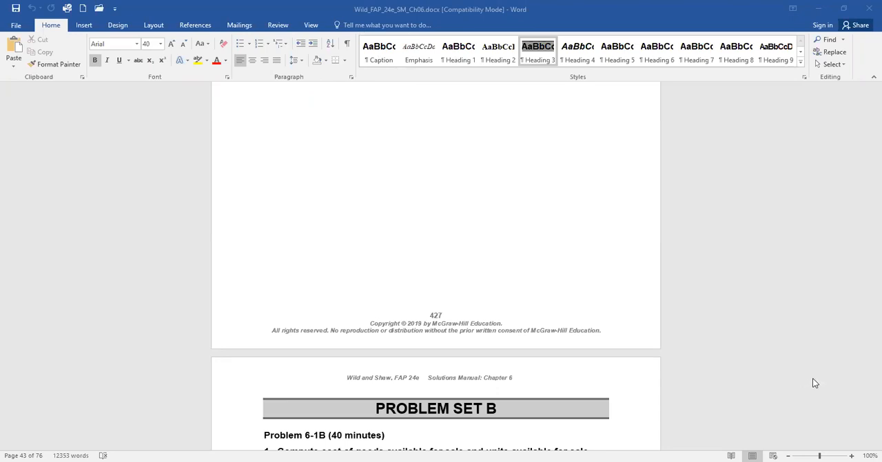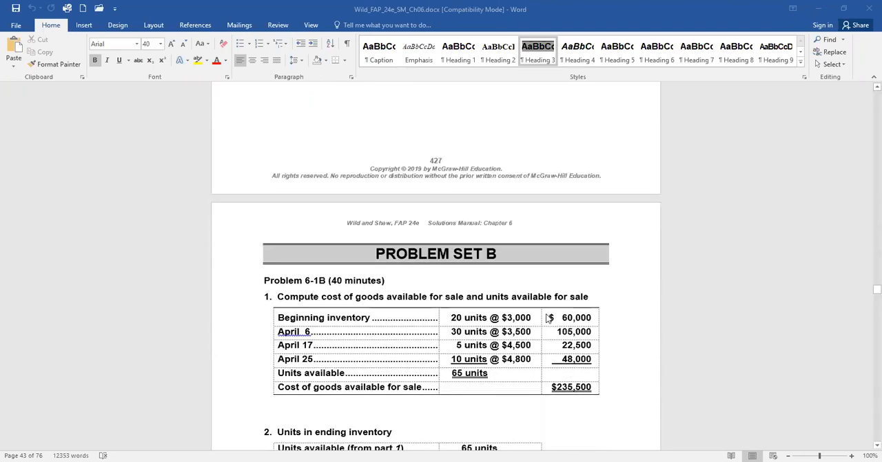So the first item is compute cost of goods available for sale. So the total cost of everything that could have been sold and how many units could have been sold. So the way we do that is we take, where did we begin the month at? Beginning inventory, there were 20 units. I hate saying units, so let's say 20 coffee cups. This company sells coffee cups. 20 coffee cups, they cost $3,000 each. That's an expensive coffee cup, right? So the total cost of beginning inventory is $60,000.